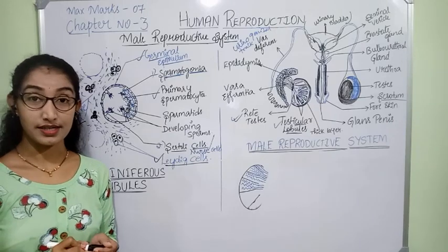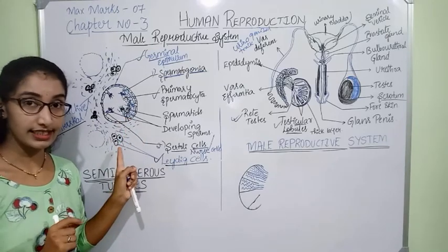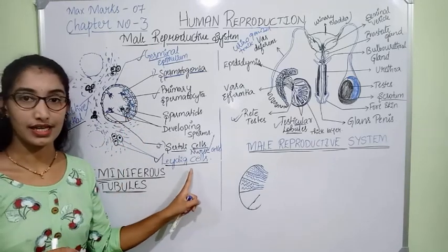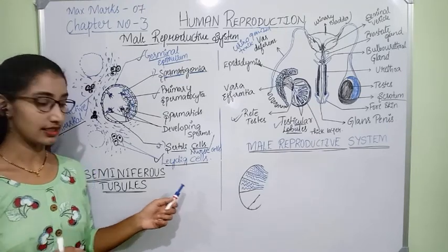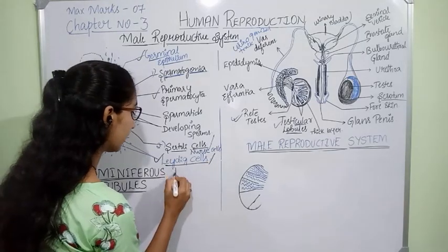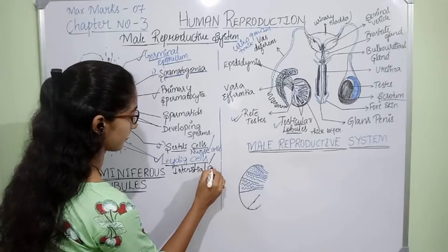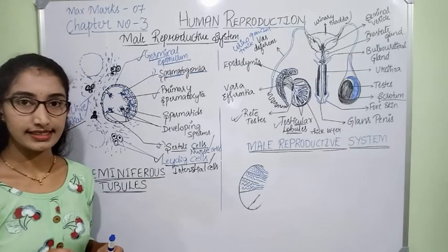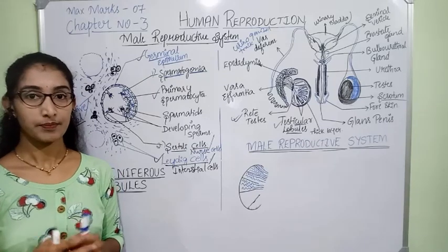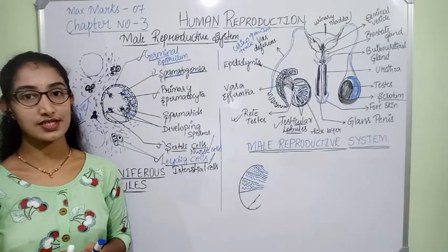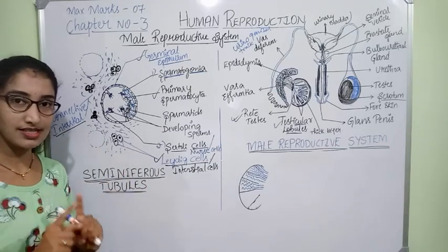The cells which are present between two different seminiferous tubules in the connective tissue are called Leydig cells. The Leydig cells are also called by another name, interstitial cells. Why are we using the word interstitial cells? Because they are present in the interstitial tissue, between two seminiferous tubules.